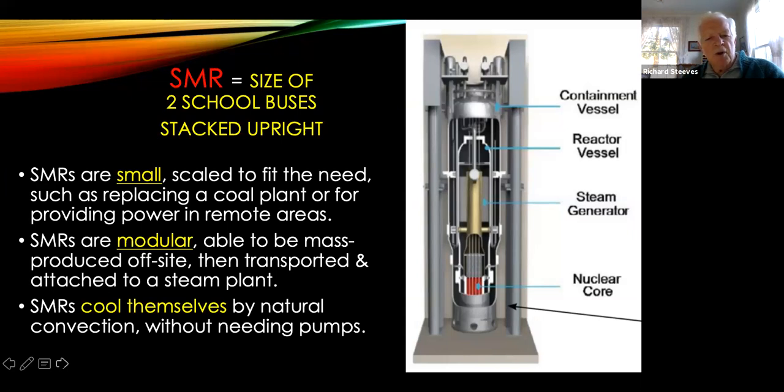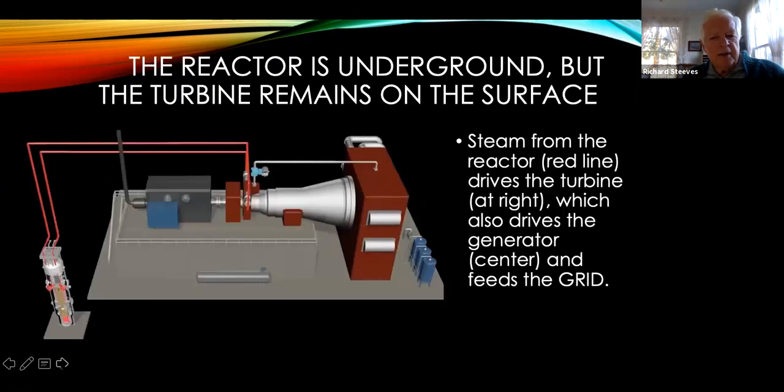So SMRs are small, they're scaled to fit the need. They can replace a single coal plant or provide power in remote areas such as Puerto Rico, for example, or other islands offshore. SMRs are modular, so they can be mass produced as mentioned, and they can cool themselves by natural convection. Huge, huge advantages that we're finally getting into.